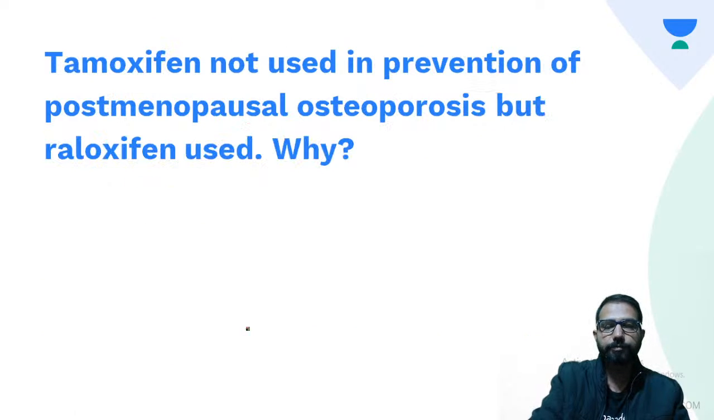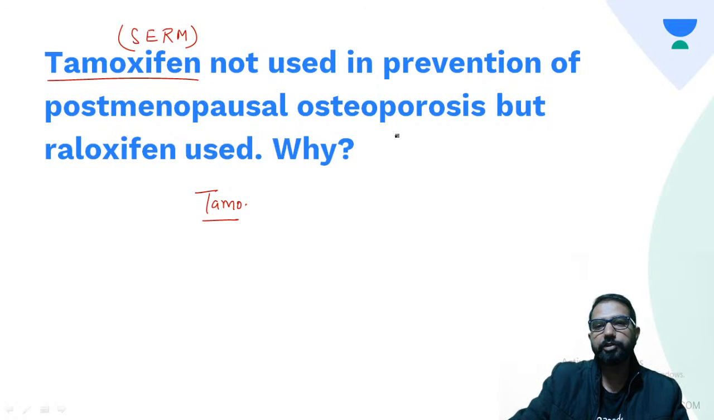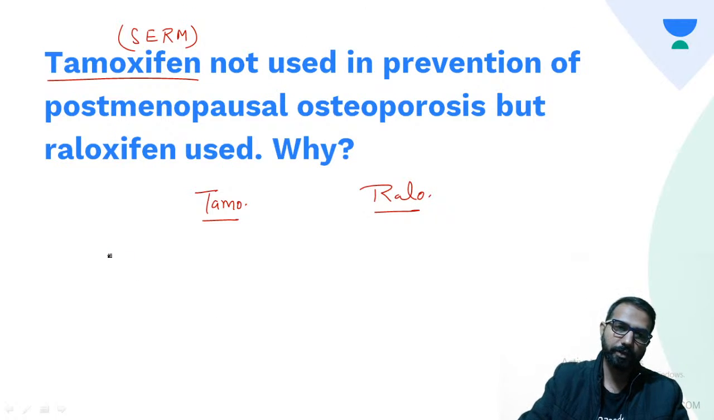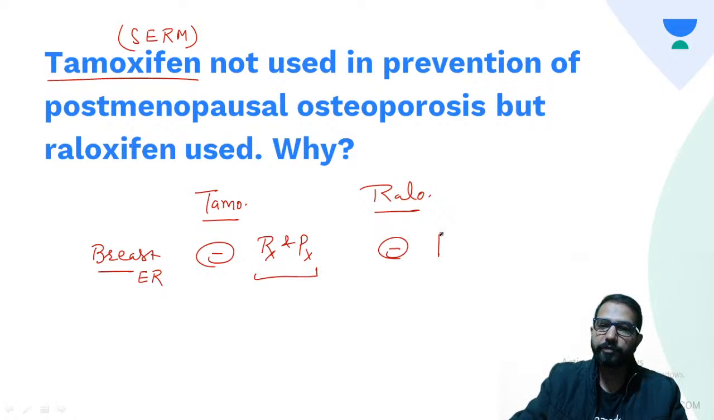Then comes the next, tamoxifen, which is a SERM, selective estrogen receptor modulator. Tamoxifen is not used in prevention of postmenopausal osteoporosis, but raloxifene is used. So we have tamoxifen and raloxifene. If you talk about the breast, both inhibit the breast estrogen receptor. So both can be used for breast carcinoma. But tamoxifen is approved for treatment as well as prophylaxis. Raloxifene is approved for prophylaxis.